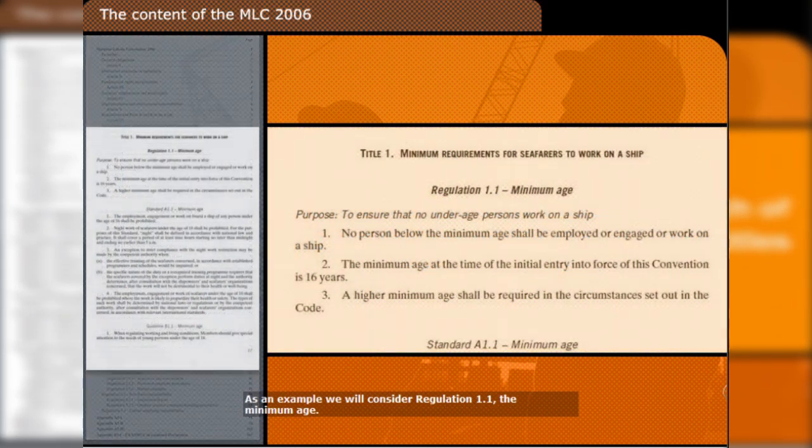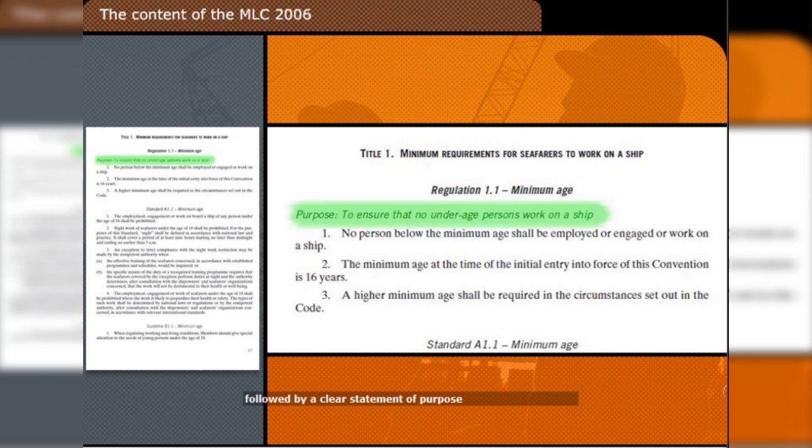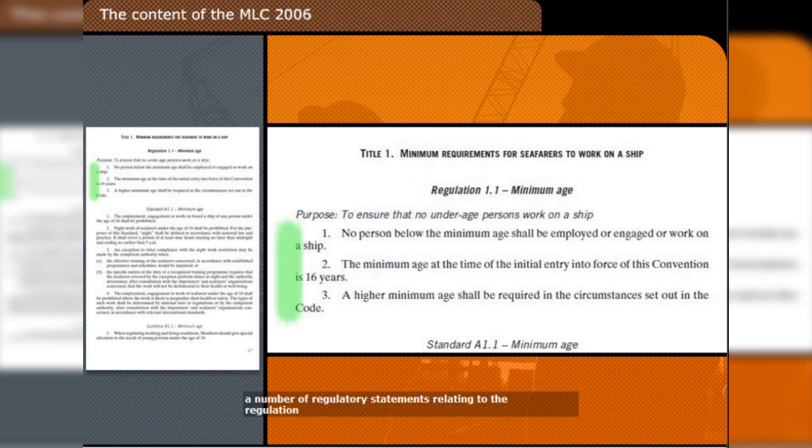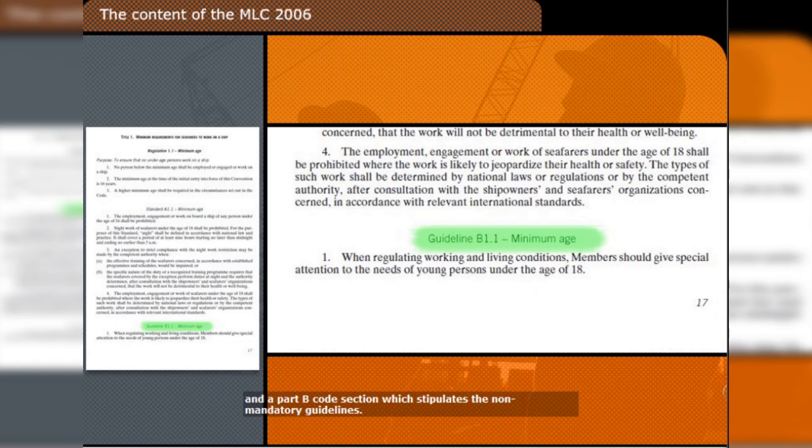As an example, we will consider Regulation 1.1, the minimum age. The regulations are set out under a heading, followed by a clear statement of purpose, a number of regulatory statements relating to the regulation, and usually a Part A code section which stipulates the mandatory requirements, the standard, and a Part B code section which stipulates the non-mandatory guidelines.